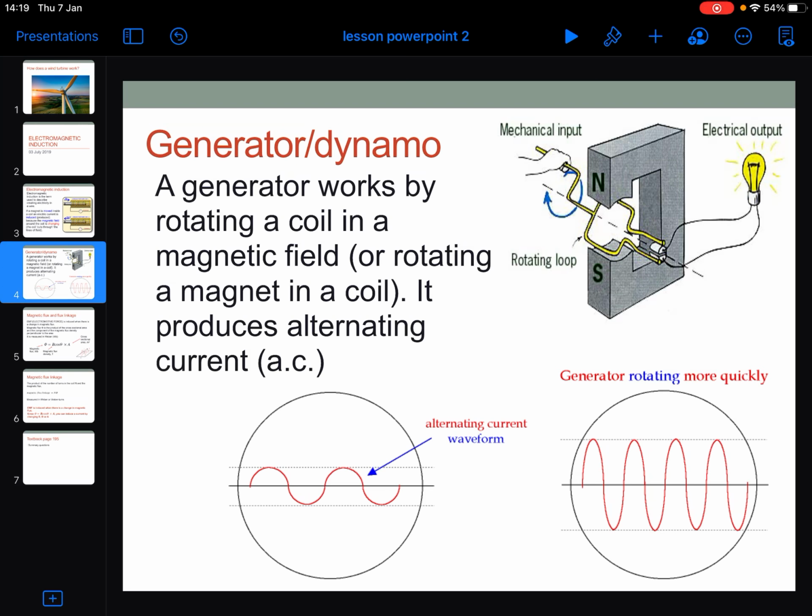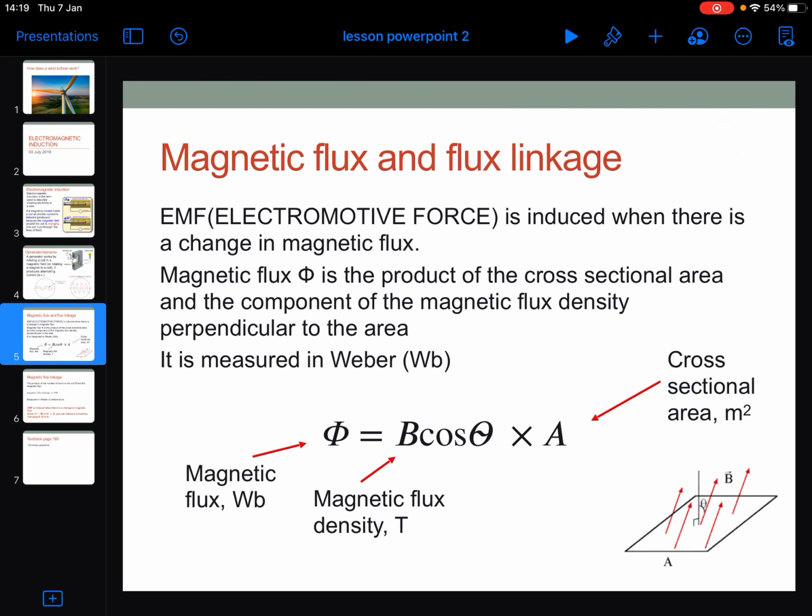Okay, now let's go on to the A-level bit, the bit that you haven't really covered before, and this is something called magnetic flux. Now, electromotive force, which sounds, I know, very much like the EMF that we do in electricity in terms of energy being given to electrons, but is induced when there is a change in magnetic flux. Now, you've heard the phrase magnetic flux density before, and now we're looking at something slightly different because you know how they like to be similar, same but different.